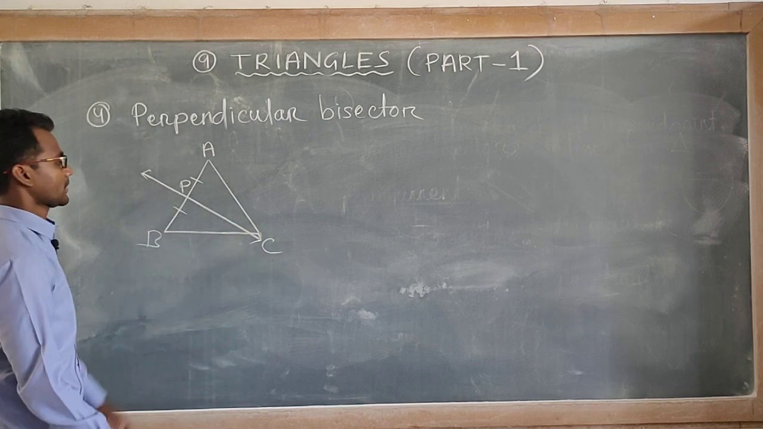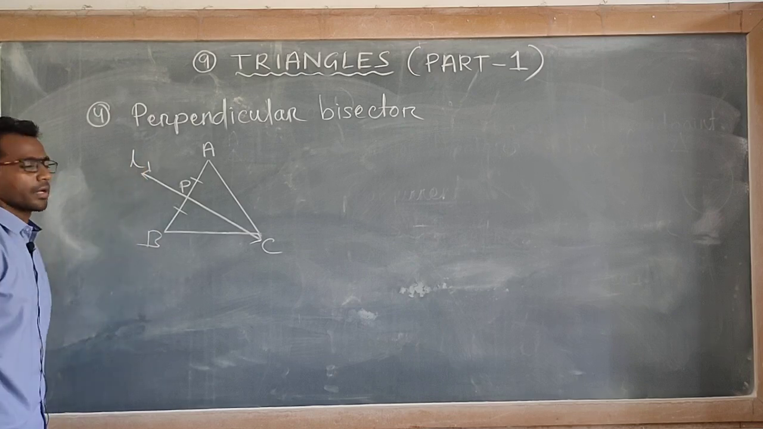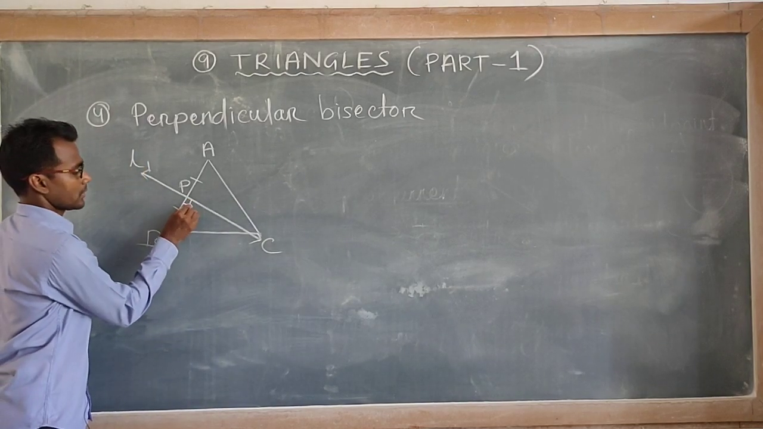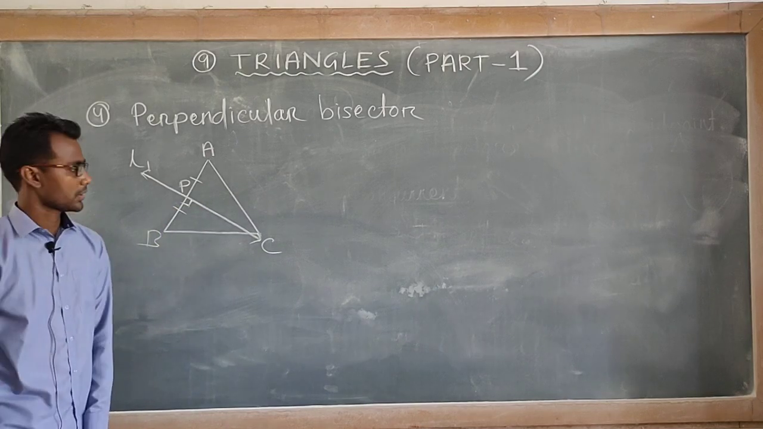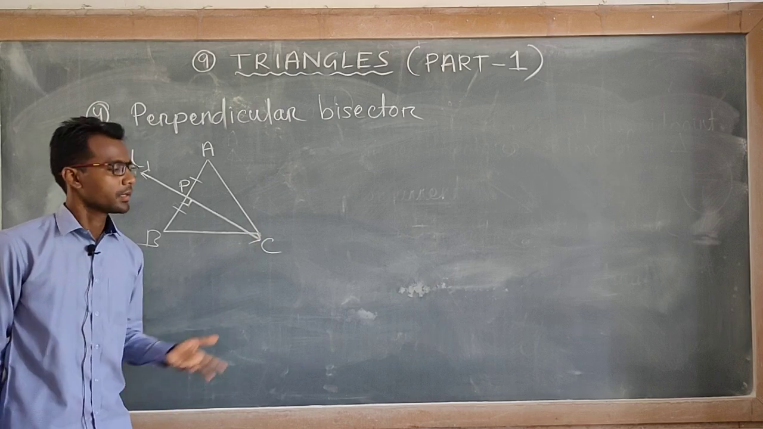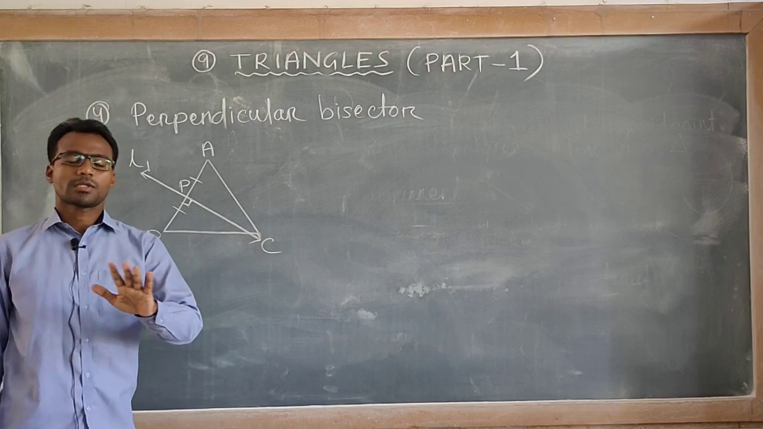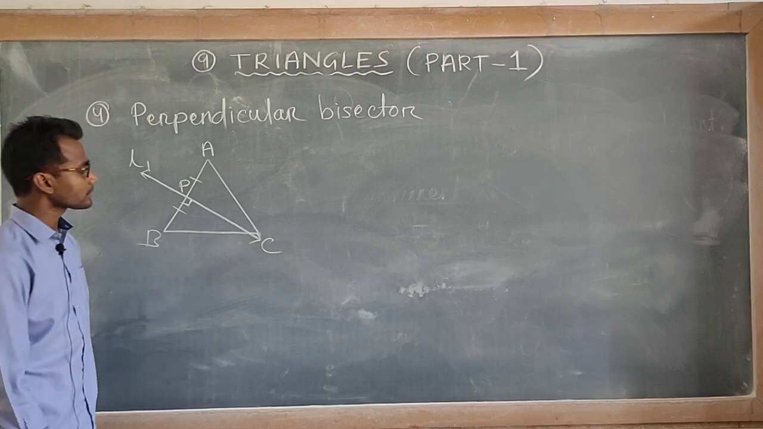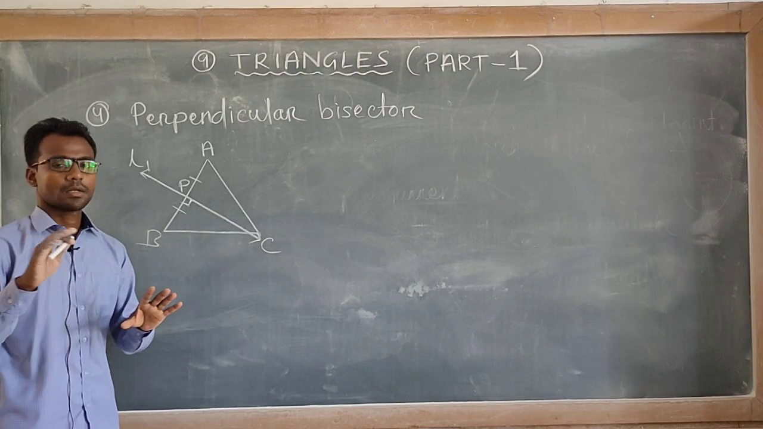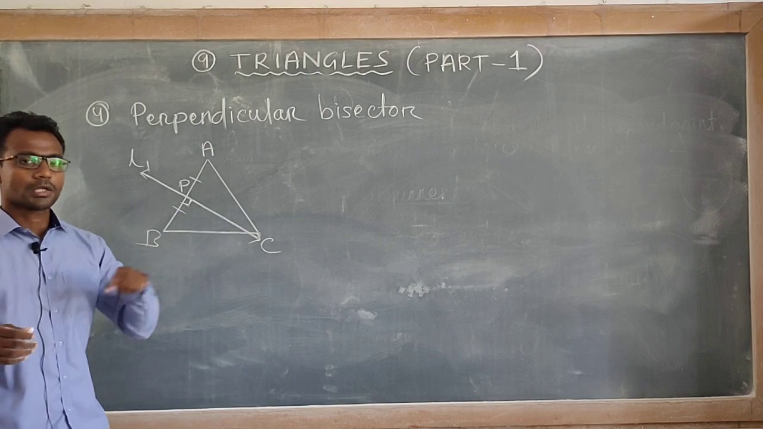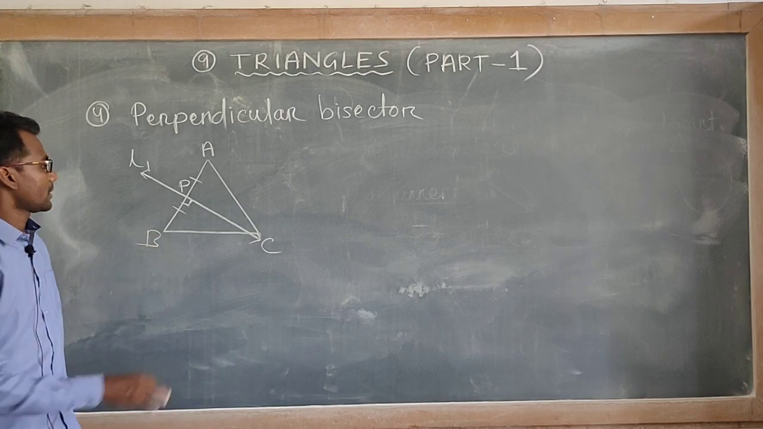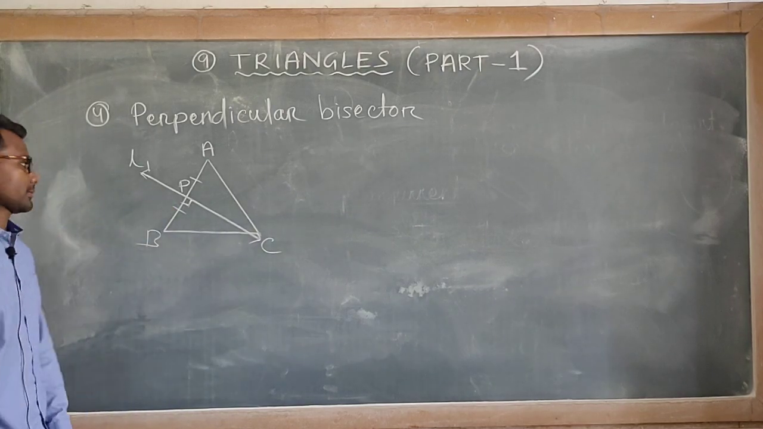Line L1 is the perpendicular bisector of side AB. See, this line L1 is not passing through C. It may pass through C, it may not pass through C, we cannot say. And this is not altitude. I told you, don't relate the concepts. Altitude is different, median is different, angle bisector is different, all are different. This is simply a perpendicular bisector.